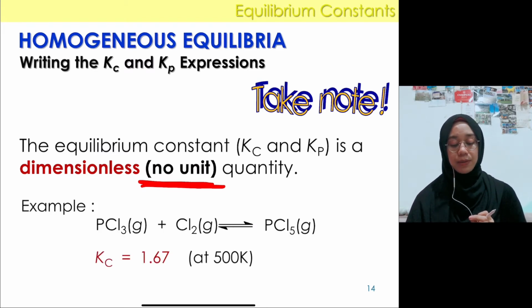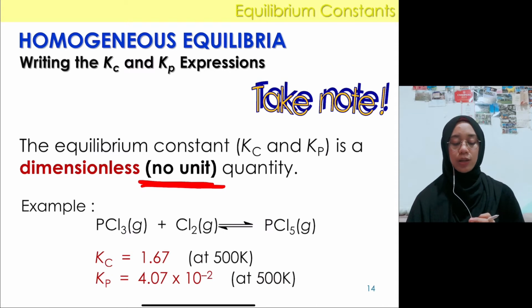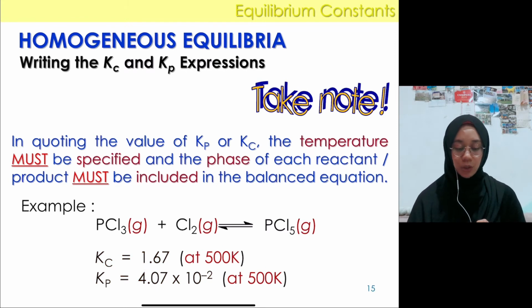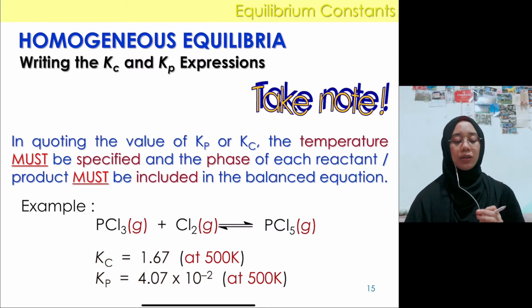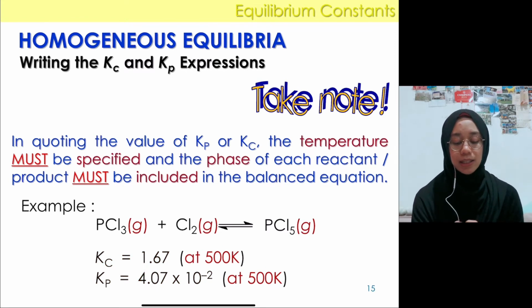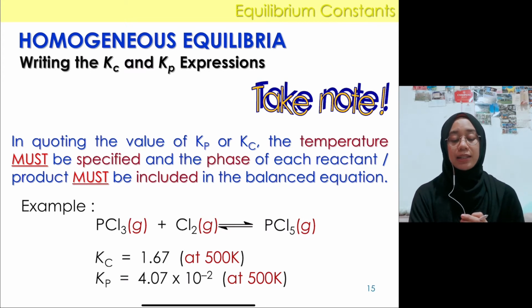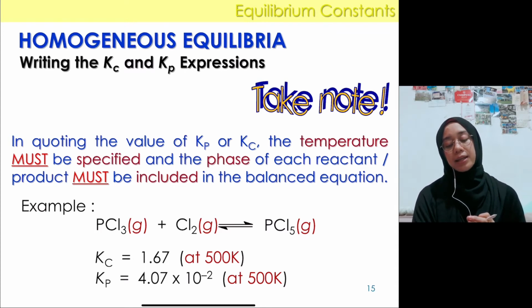So, for example, macam kat sini, Kc dia 1.67. Kalau Kp dia pula 4.07 exponent negative 2. Ini adalah untuk reaction yang berada dekat 500 Kelvin. Okay. So, dia tak letak pun unit untuk Kc dan Kp in this case. Okay. So, another one is, in quoting the value of Kp or Kc, the temperature must be specified and the phase of each reactant or product must be included in the balanced equation.